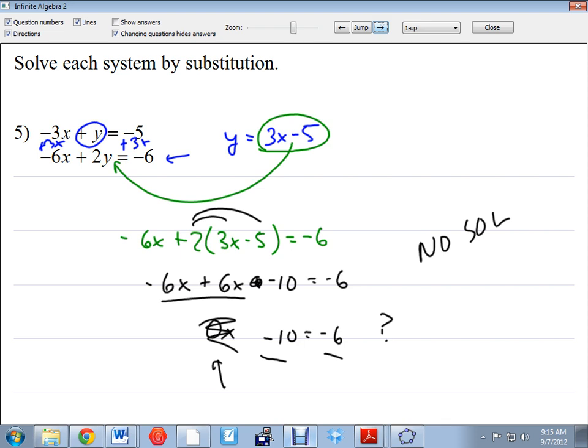If we got down to this final step and we had negative 10 is equal to negative 10, or negative 6 equals negative 6, or 0 equals 0, or 2 equals 2, anything that is like that, a number is always equal to itself, and it will always be equal to itself, and we would call this one infinite solutions. So those are the differences between the two special cases.